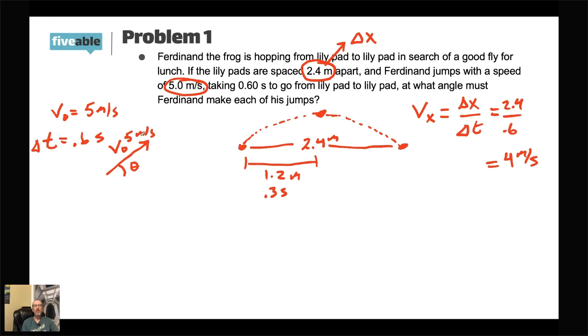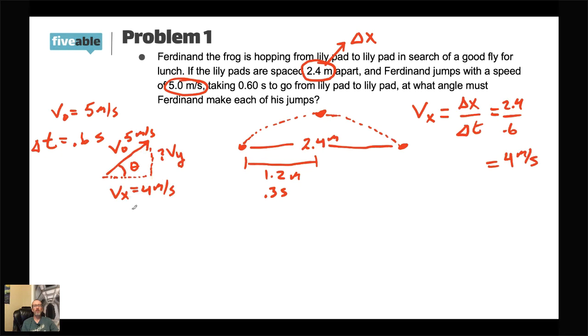So we know that for this triangle, we've got 5 meters per second in this angle. Along the bottom, we do know the velocity in the x direction, so the velocity in the x direction is equal to 4 meters per second. One of the questions we could answer is, what is the velocity on this side? That would be the original velocity in the y direction. But that's not what they wanted. They wanted to know at what angle Ferdinand must make each of his jumps in order to travel this distance. Because we already have 2 sides of the triangle, we should be able to find this angle.